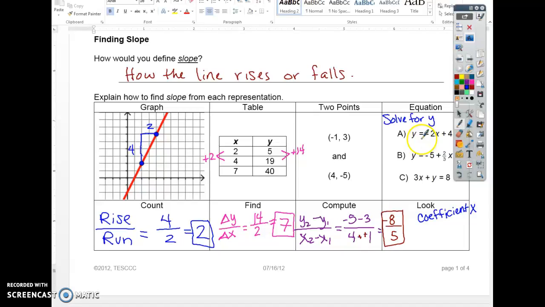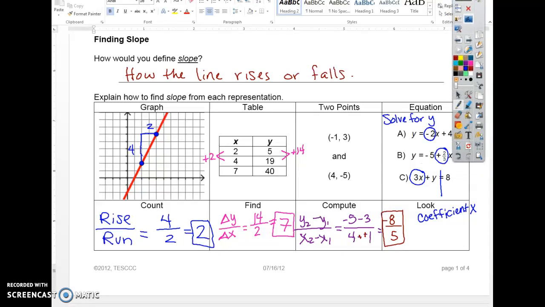Yes, it's already in y equals, so the coefficient of x would be negative 2, so that would be the slope. Is B already solved for y? Yes, so the coefficient of the x would be the slope. Is C solved for y? No, you would have to move the 3x over, change the sign to a minus 3x, and then that's the slope. The negative 3 would be the slope of that line, because that would be y equals 8 minus 3x, and that's how it's already solved for y.